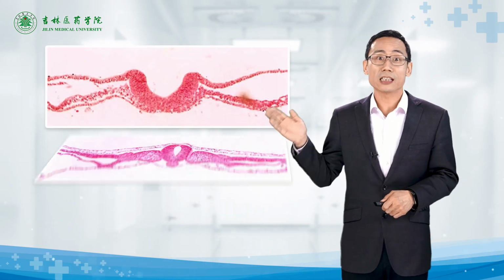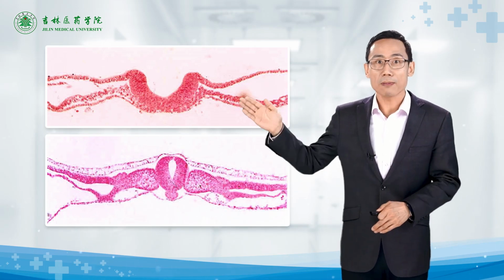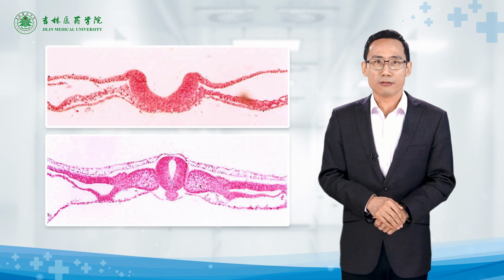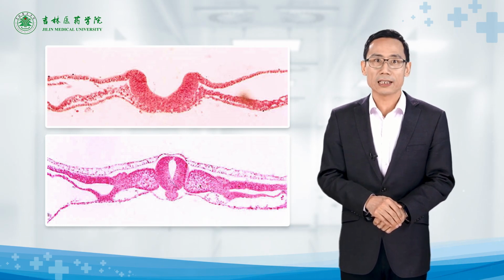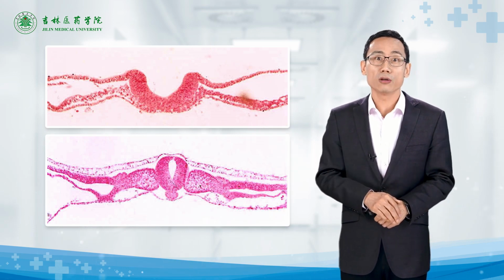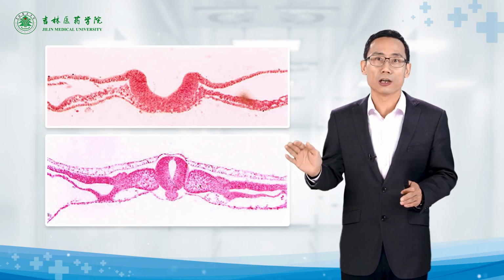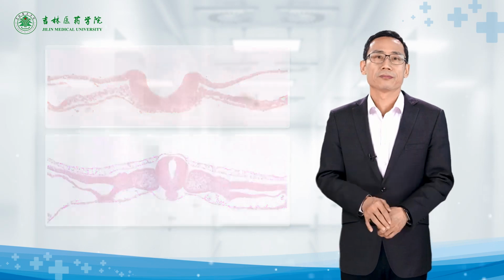These 2 pictures are cross-sections of embryonic specimens. The upper one shows the formation of neural groove and the neural fold on both sides of the neural plate. The following shows the formation of the neural tube, noting that the notochord below and the superficial ectoderm above the neural tube have fused together.